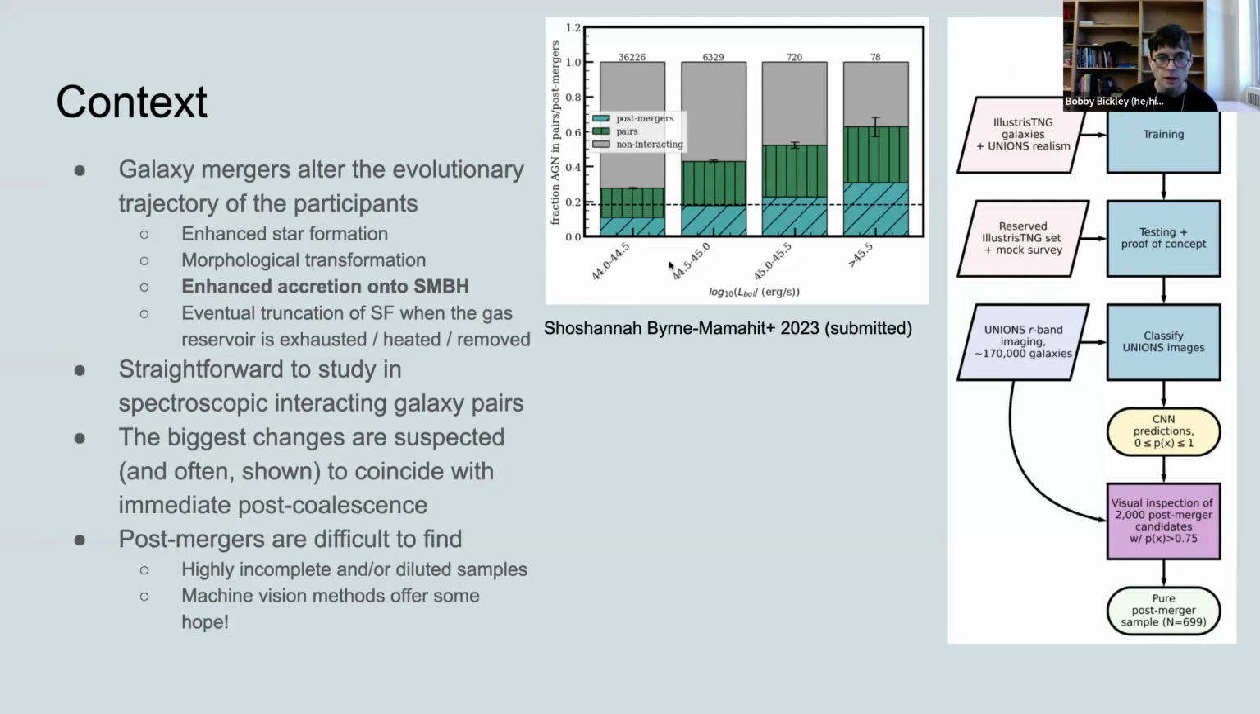And what she's showing here is that in bins of X-ray luminosity, the relative numbers of interacting and post-merger galaxies increases as a function of X-ray luminosity, suggesting that these interactions are one channel for triggering these highly luminous AGN in the simulation. And hopefully I'll be able to convince you that something like this is happening in the observations as well.